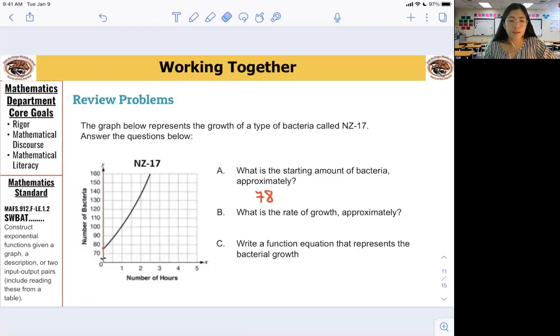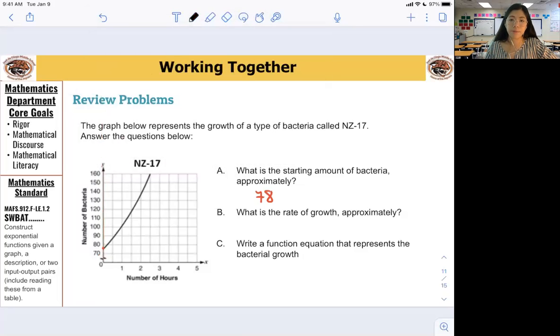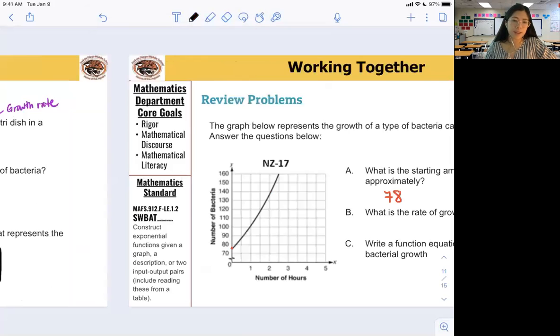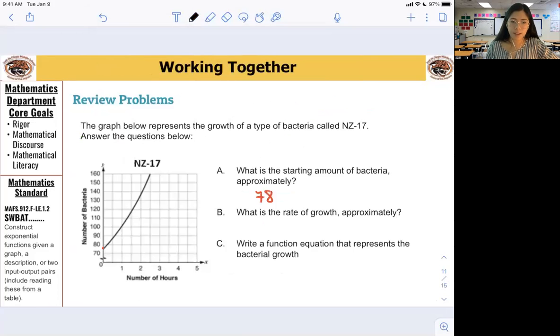Okay, we have the starting amount. That's not too bad. Now we have to find the rate of growth. The best way to do that is to turn your graph into a table. Because we know how to do tables. Tables we feel good about. We're just going to divide, divide, divide. So we're going to take the information from this graph and stick it onto a table. I already know that it starts at 78, so 0 and 78. And now we're going to see where it is at 1 and where it is at 2.